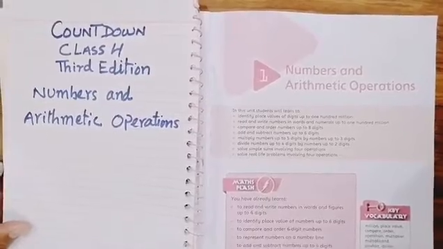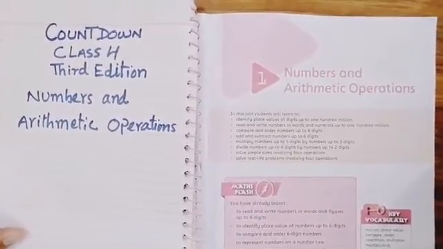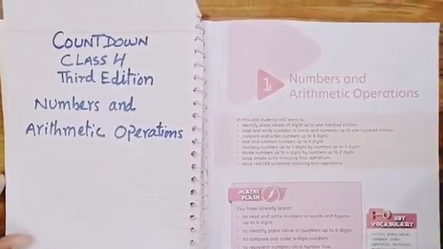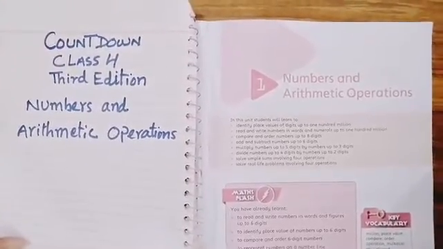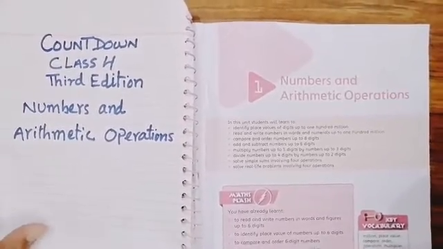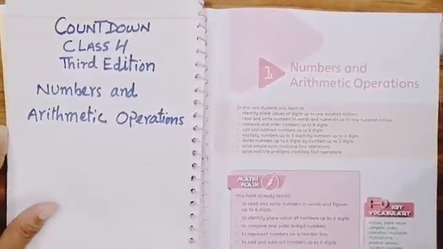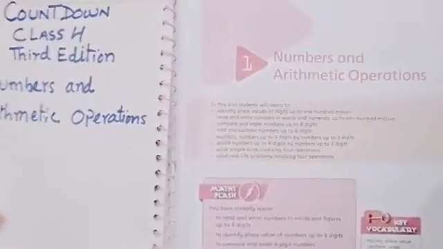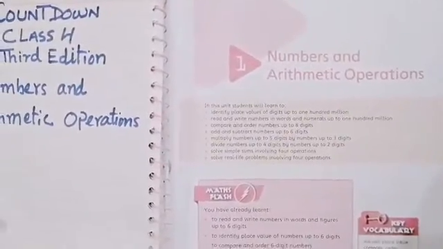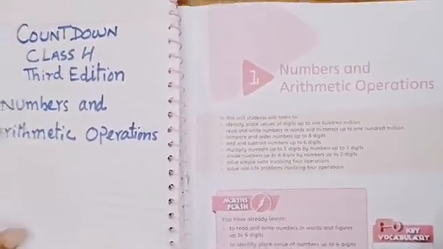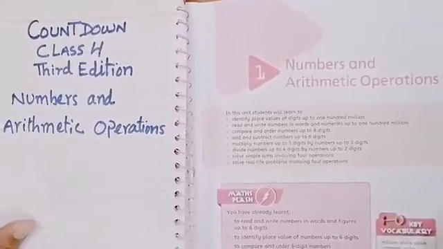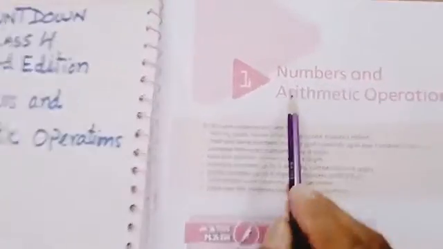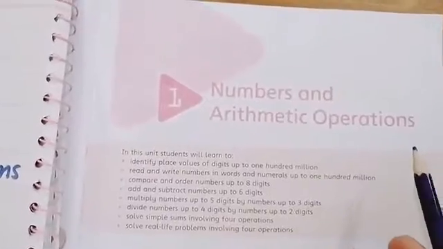So today I am going to record a lecture for you from Countdown class 4 third edition. Dear students, you might have information about numbers in the previous classes. From today we are going to start Countdown mathematics and page 1 of level 4 Countdown. The topic is numbers and arithmetic operations.